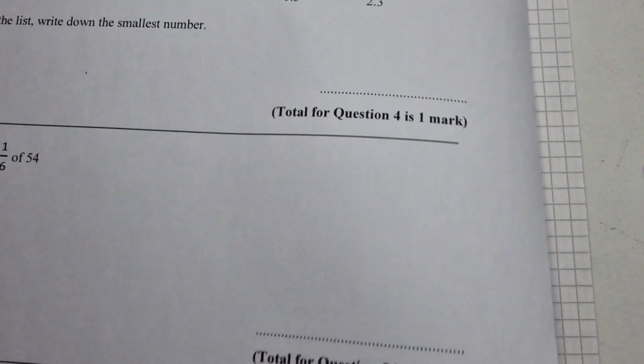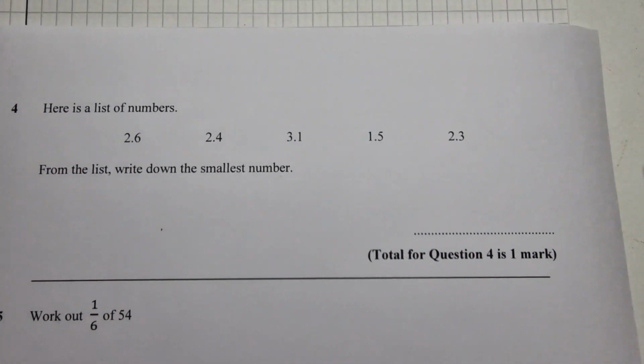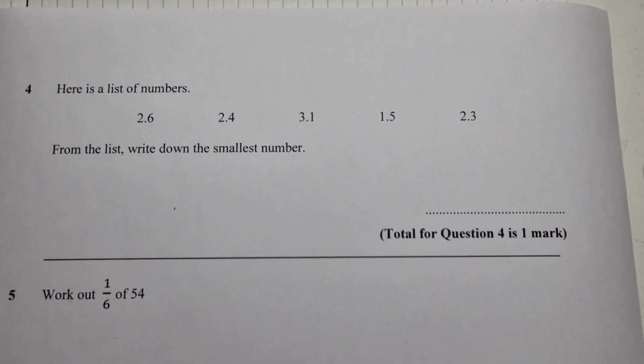So today we're looking at question 4 here. Have a go and pause the video. Okay, so question 4. Here is a list of numbers: 2.6, 2.4, 3.1, 1.5 and 2.3. From the list, write down the smallest number.